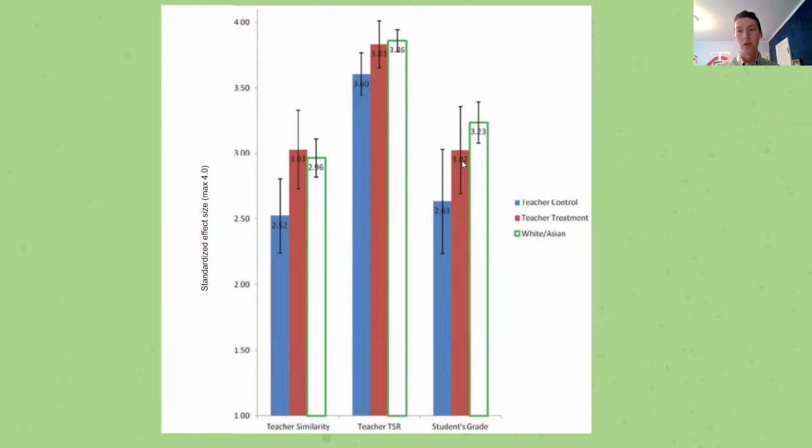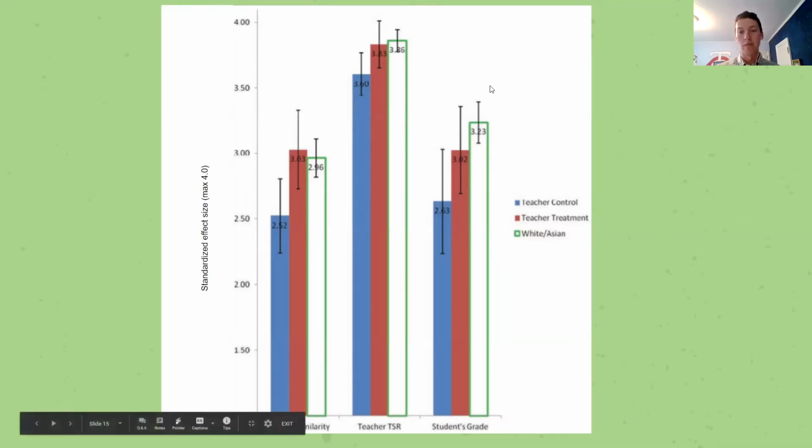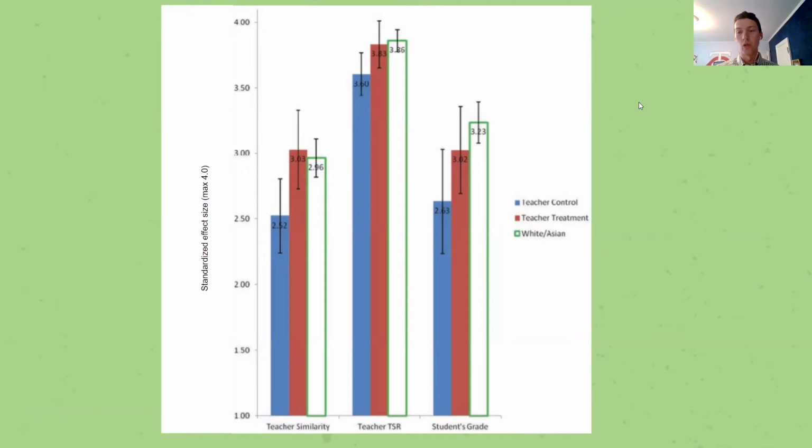But that teacher treatment group, we can see, was significantly higher, half a letter grade higher than the students in the teacher control group. This white and Asian bar here is just to control for race and socioeconomic status at the school where this was done.